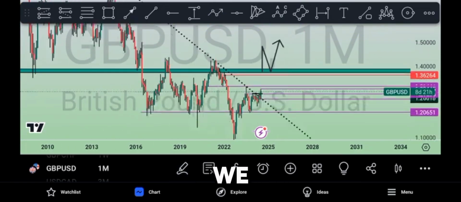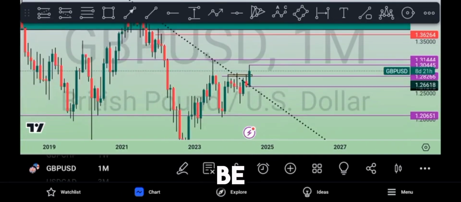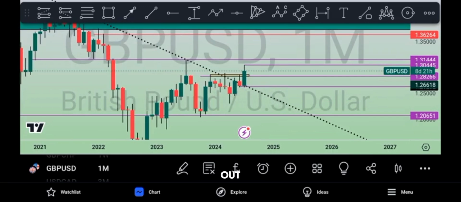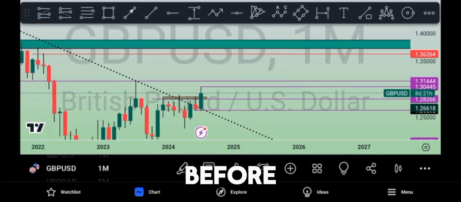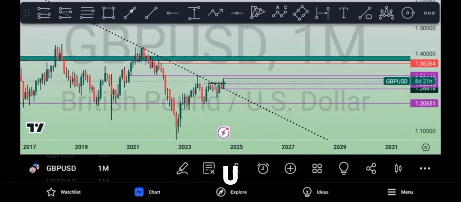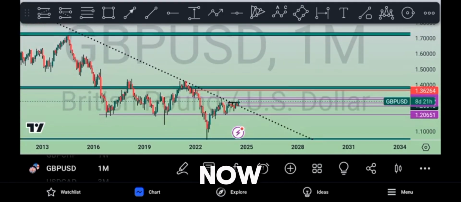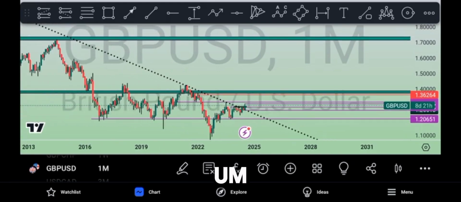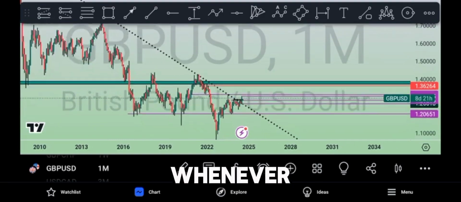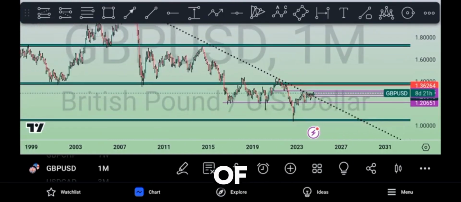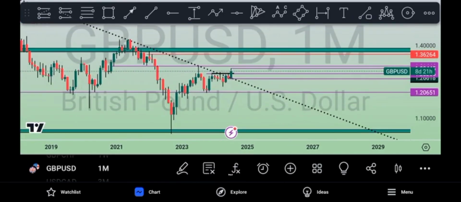So this is what we should be expecting. But this can be a fake out, unless this monthly candle closes with full bullish momentum before I can say okay, GBP USD has broken out and is fully bullish. For now, I can't call GBP USD bullish because it's kind of a 50-50 situation. And as a trader, whenever you aren't sure of what you are doing, it is better you just stay off that pair.